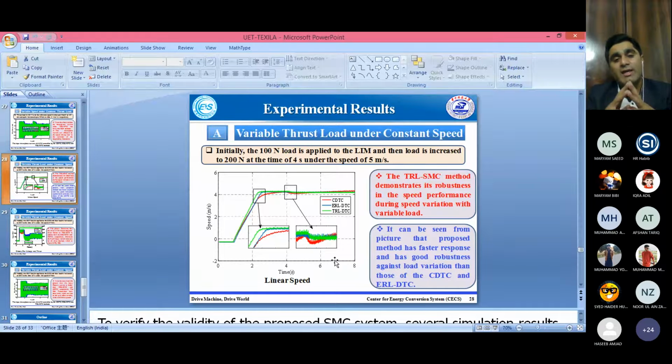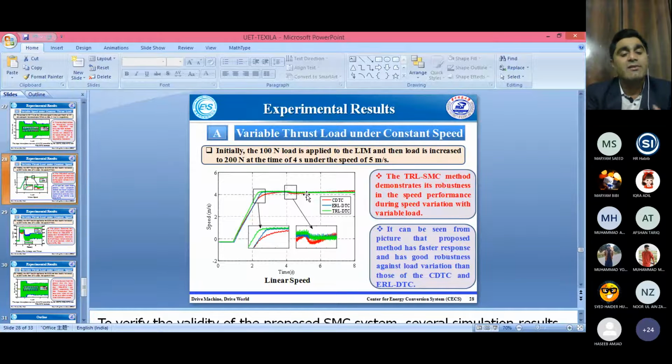So here initially 100 Newton load is applied to the LIM, and then the load is increased to 200 Newton at the time of 4 seconds under the speed of 5 millimeter per second. So we can see here the speed reference is the same, 5 millimeter per second, but the load is changing at this point. Initially the load was 100 Newton meter. After some time the load is 200 Newton, meaning double.